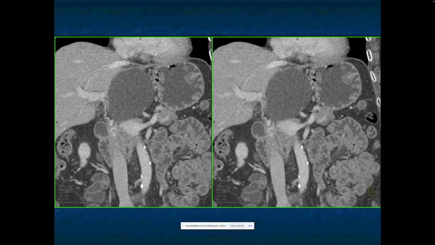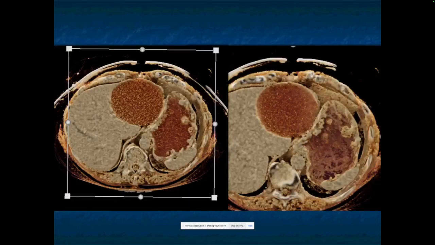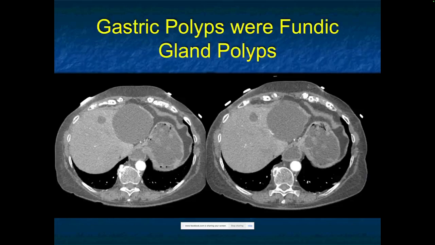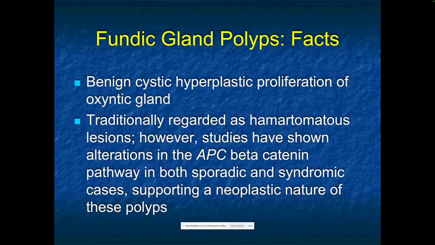I don't see anything else in the rest of the scan. Here it is very nicely. Cinematic is really good at showing you polyps because it can contrast it against the water. Again, great distension becomes critical. And these were fundic gland polyps, which are benign polyps in the stomach. They're traditionally regarded as hamartomas. They're benign cystic hyperplastic proliferation of oxyntic gland.